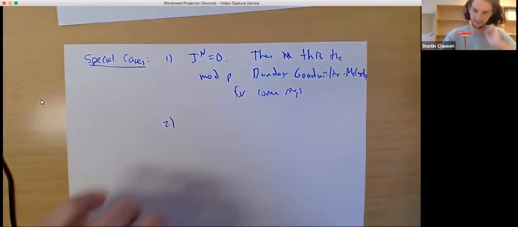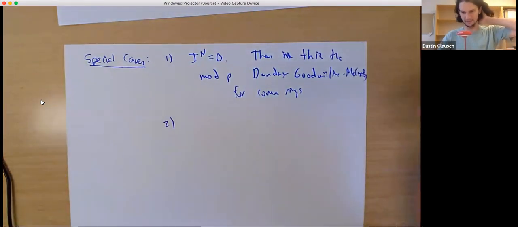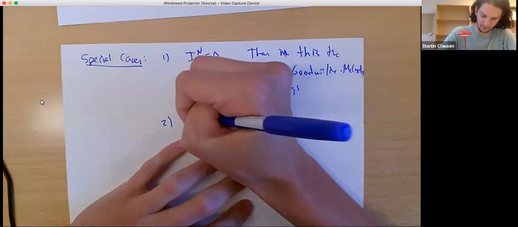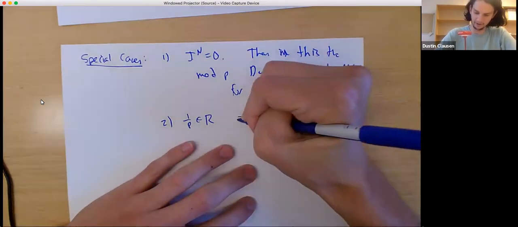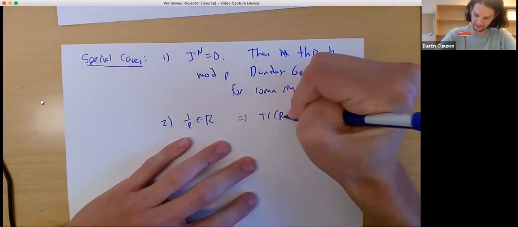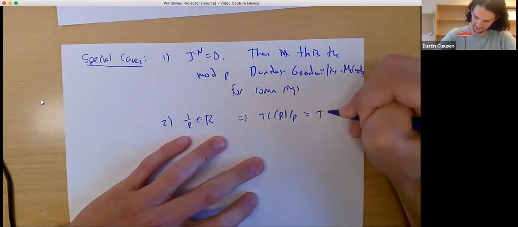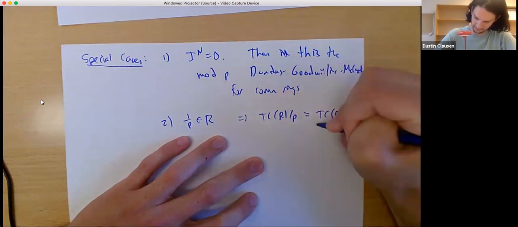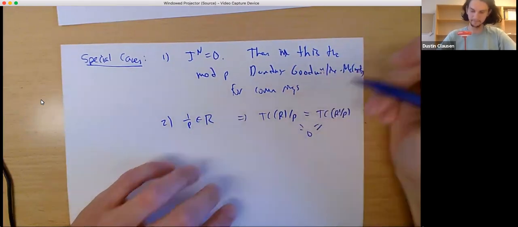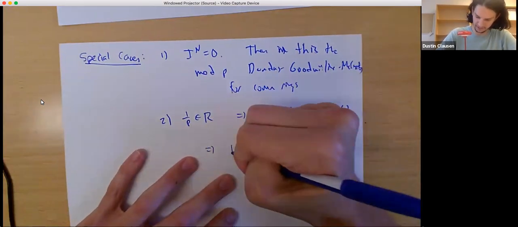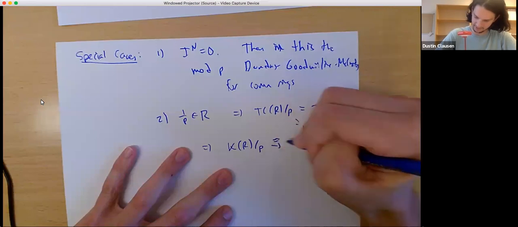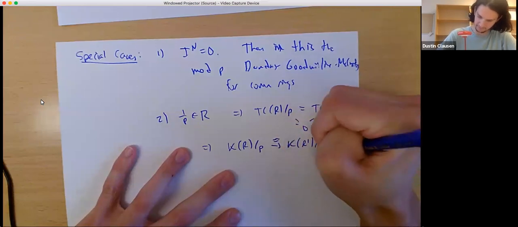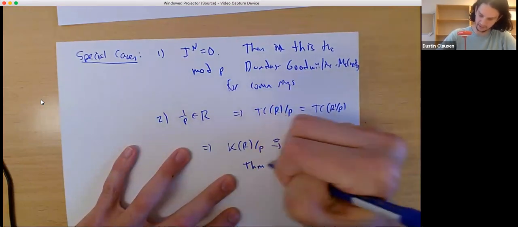Another special case, which diverges from the theme of this talk, but is nonetheless quite interesting, is where 1 over P is in the ring R. Well, then all of the TC terms vanish. So TC R mod P and TC R prime mod P are both 0. And the conclusion is that K theory of R mod P is the same thing as K theory of R prime mod P. And this was a previous theorem of Gabber.